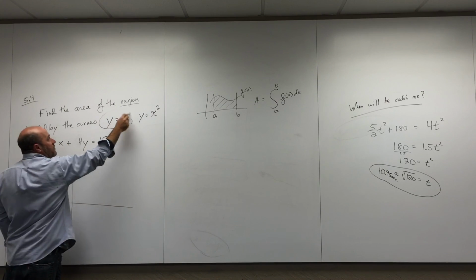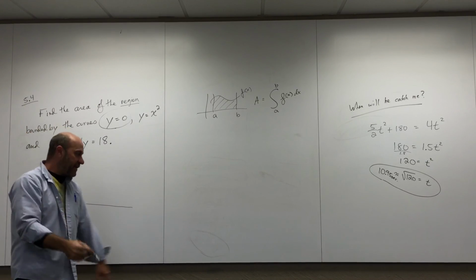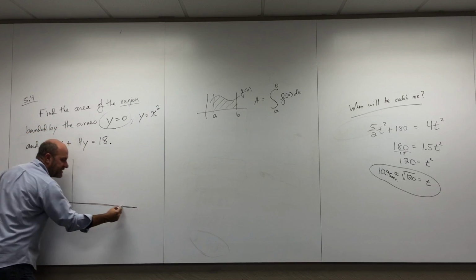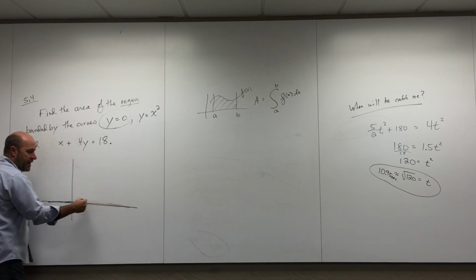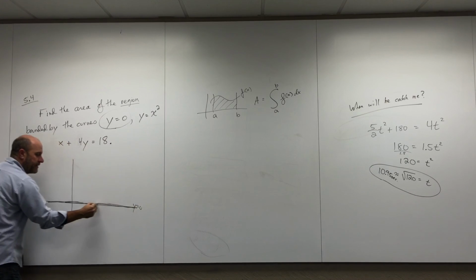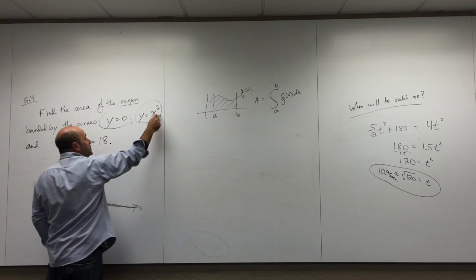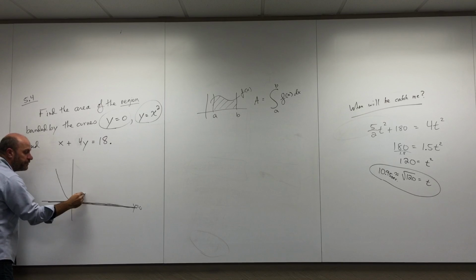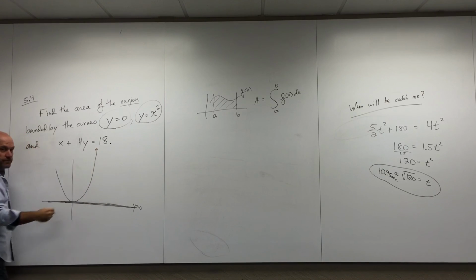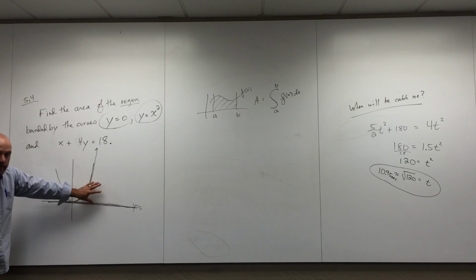Can you tell me what y equals 0 is? That's one of my boundaries. What's y equals 0? The x-axis. Thank you, the x-axis. So that's a boundary. What else is a boundary? Oh, good old y equals x squared is a boundary. That's a parabola. So that's one of my boundaries. Maybe my area is somewhere in between here, right?